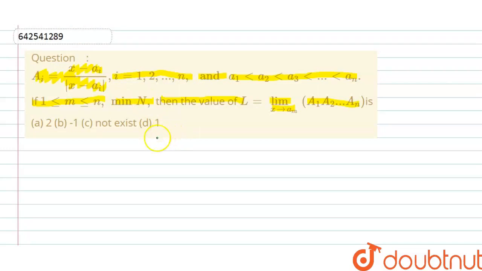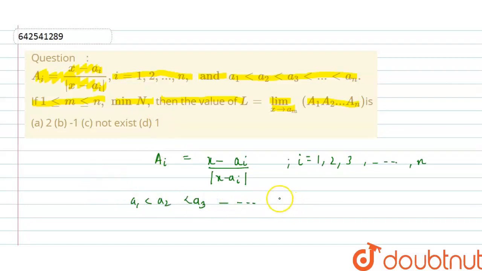So what we are given in the question: we are given that A_i is equal to (x − a_i) upon mod of (x − a_i), correct? And we are also given that i is equal to 1, 2, 3 up to n. Also, we are given that a1 < a2 < a3 < ... < an.